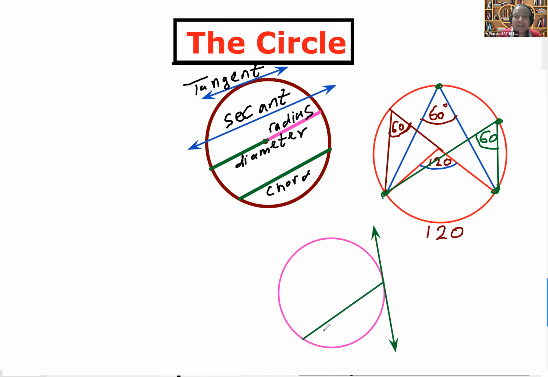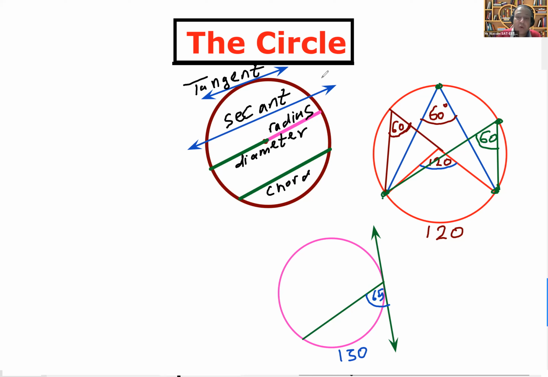That means if this arc has an angle of 130, for example, what is this angle? Who can calculate with his mind? Don't use a calculator. Half a subtended arc? Yes, Yazan. 65. 130 divided by 2. Okay. Half a subtended arc.